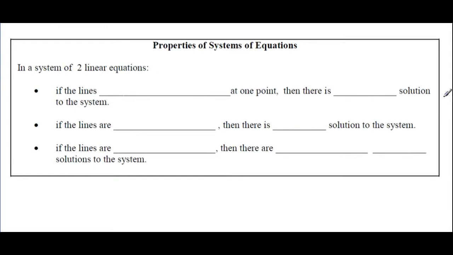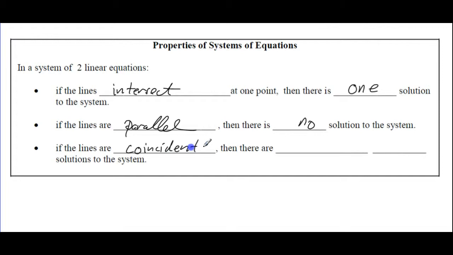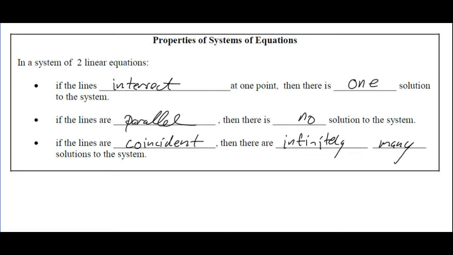In a system of two linear equations, if the lines intersect at one point, then there is one solution. If the lines are parallel, then there is no solution. And if the lines are coincident, then there are infinitely many solutions. Okay?